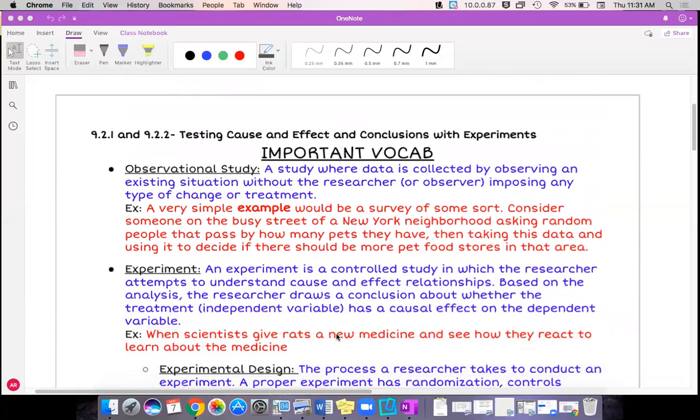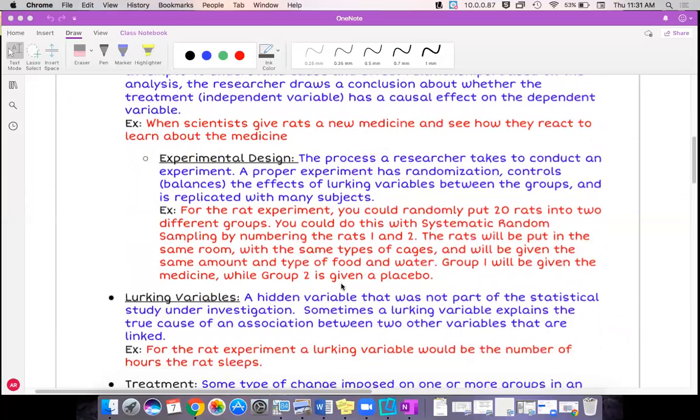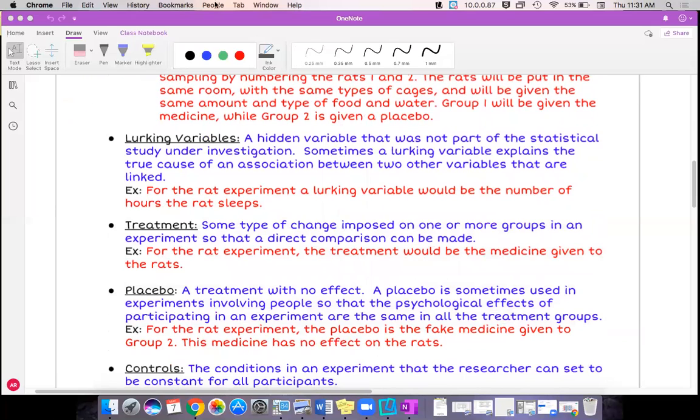Okay, so what you guys are going to go do now is your very last Desmos activity to work through what these mean, what's the difference between an observational study and an experiment, and design and work through lurking variables and all that other stuff. So as always, please reach out if you guys need help.